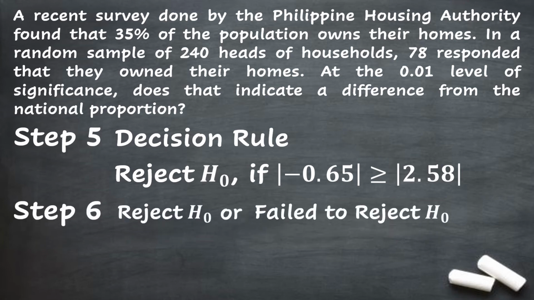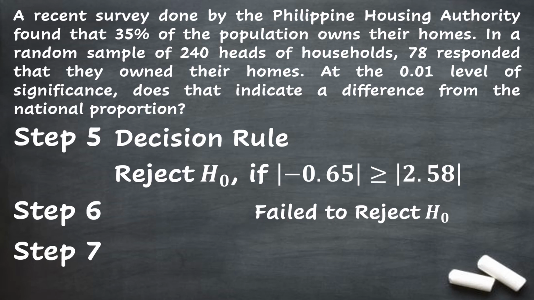Step 6, identify if we have to reject the null hypothesis or we fail to reject the null hypothesis. To find out, we go back to the decision rule and check if the mathematical statement is true or false. So going back, we have the absolute value of negative 0.65 is greater than or equal to the absolute value of 2.58. Extracting the absolute values, we will have 0.65 is greater than or equal to 2.58, which is obviously false. That's why we fail to reject the null hypothesis.